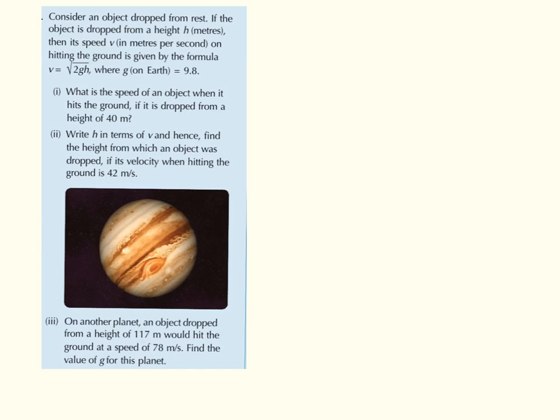Consider an object is dropped from rest. If the object falls from height h, then its speed is v on hitting the ground. The formula is v equals the square root of 2gh, where v is obviously the speed, velocity, g is the acceleration due to gravity, and h is the height. So they've given us some information here. They've said g equals, so we'll just write it on the side, g equals 9.8. Okay, what is the speed of the object?